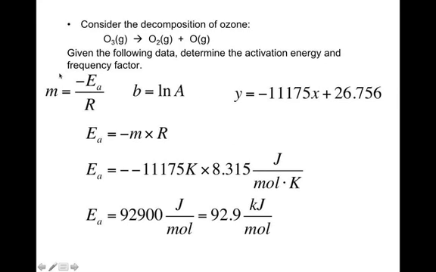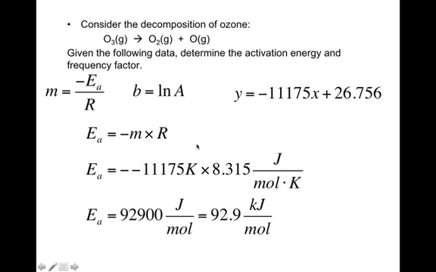So as we said, the slope is going to be minus EA over R. Here's the equation of the line from Excel. And so to rearrange this, I'll multiply both sides by R, multiply both sides by minus 1. So the activation energy is the negative of the slope times R. So the slope is negative 11175.